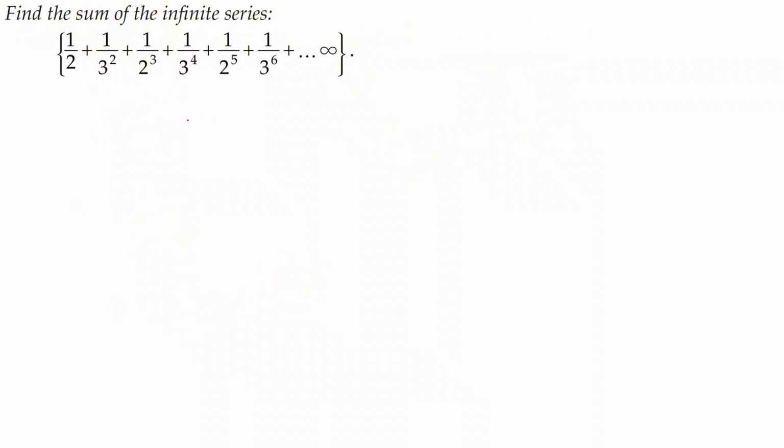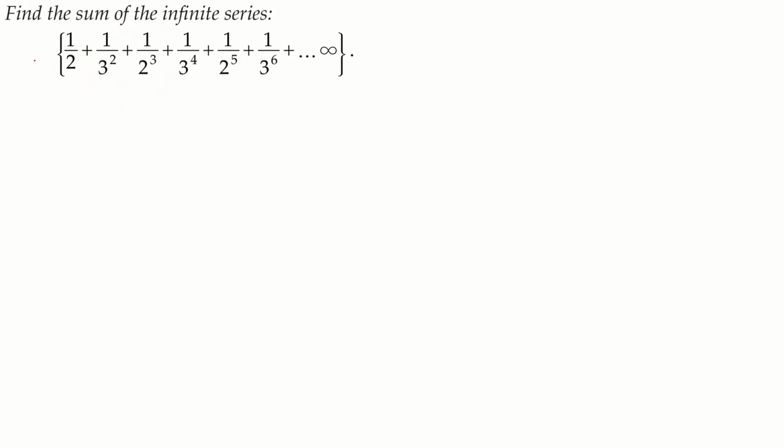Okay, so let's take one more example. Find the sum of the infinite series 1 by 2 plus 1 by 3 square plus 1 by 2 cube plus 1 by 3 to the power of 4. So clearly this is currently not in GP because the common ratio is not constant over here. If you divide this by this, you'll get something, and if you divide this by this, you'll get something else. So currently it is not in GP, but it can be converted into a sum of two GP series.